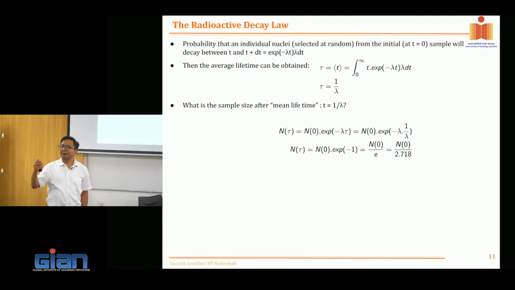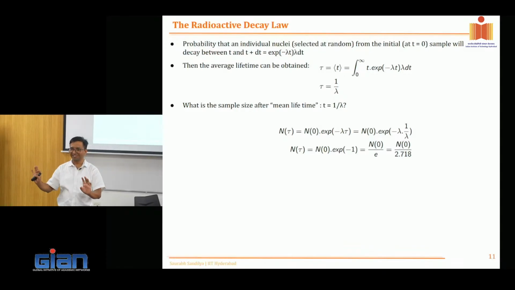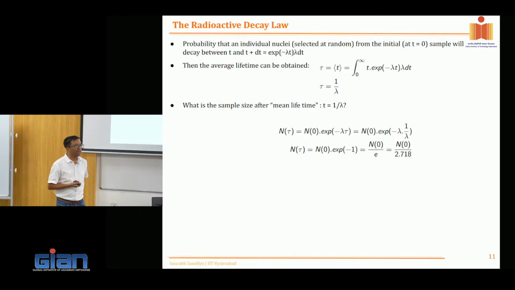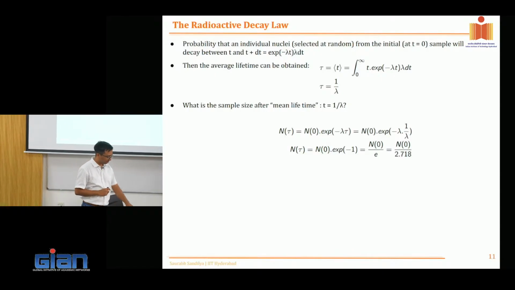When I say sample size, I mean the number of parent nuclei. That's all, nothing fancy. So what is e? It is 2.718. So it does not disappear completely. It becomes 1 by e of that.